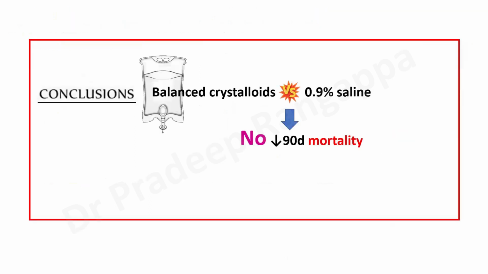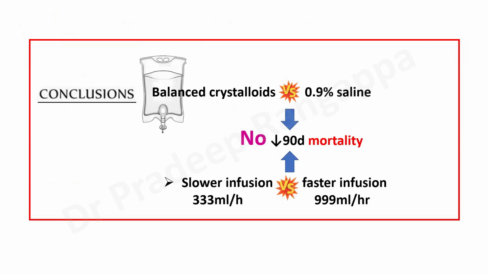factor for AKI. You can look into the conclusions of this study, as there is a separate video on all these trials. I'm just rushing into it. So the conclusion from the BaSICS trial and the SPLIT trial, balanced solution versus saline, was that there was no advantage of balanced solution over saline in reducing 90-day mortality.